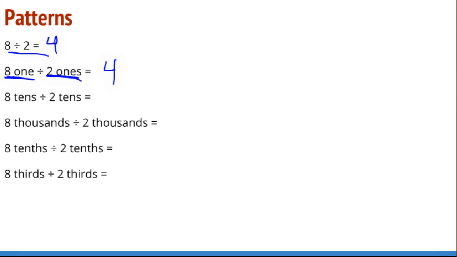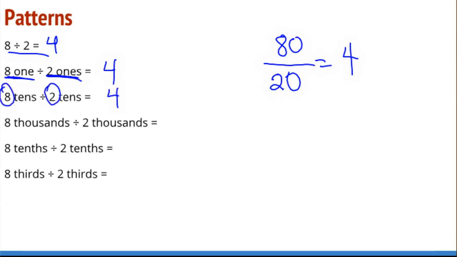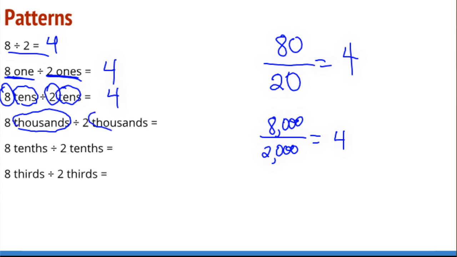If I've got 8 tens, which is 80, and 2 tens, which is 20, and I divide, I've still got 4. So I still wind up with 8 divided by 2. I just happen to know that the units that I'm counting are tens instead of ones this time. If I look at 8,000s and 2,000s, that's 8,000 divided by 2,000, and I've still got 4. But instead of writing out all those zeros, I'm saying, I have these units here, and these units are going to divide each other out. They're going to cancel each other.